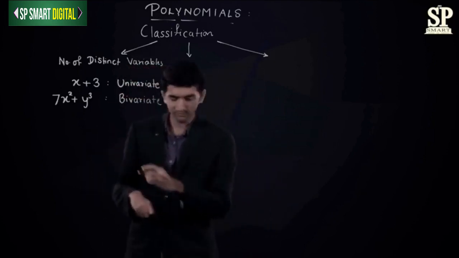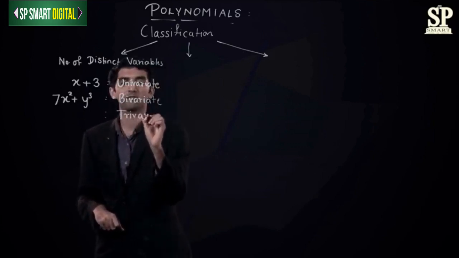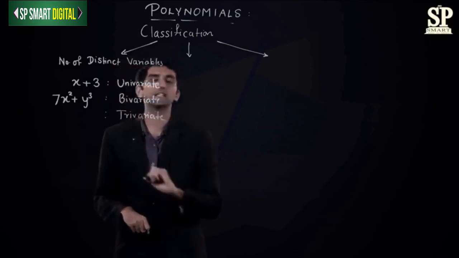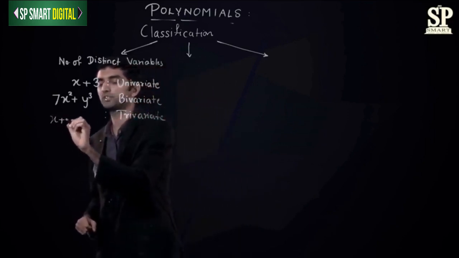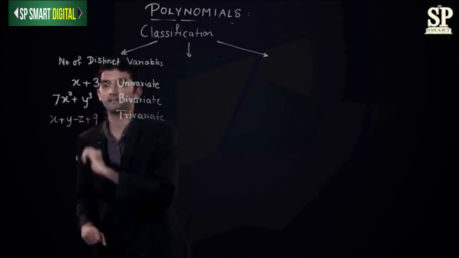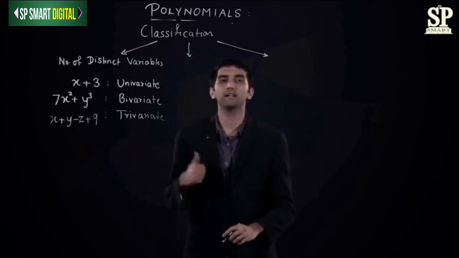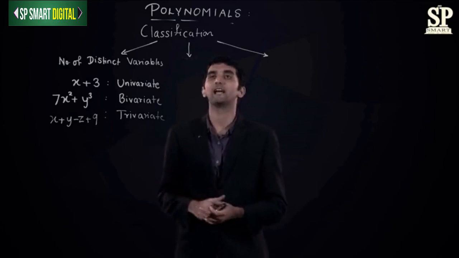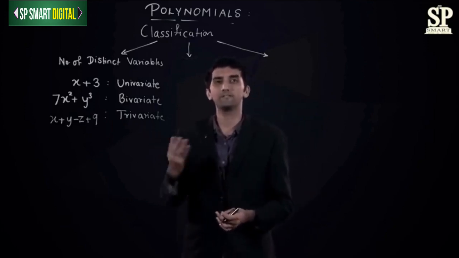So on this line we are going to have trivariate as well, and that naturally is going to have three variables. So let's try and put a simple version of it. Let's say x plus y minus z plus 9. So now as you can see, I have three variables, namely x, y and z, and that is why the name trivariate, which means three variables.